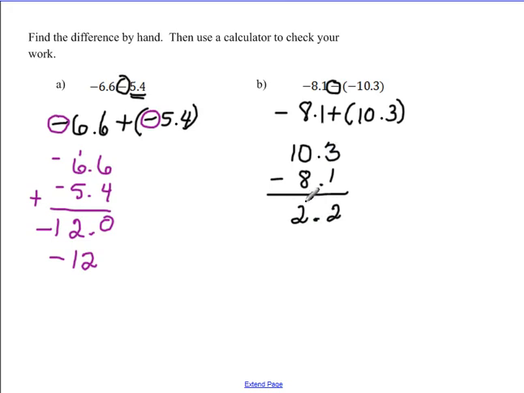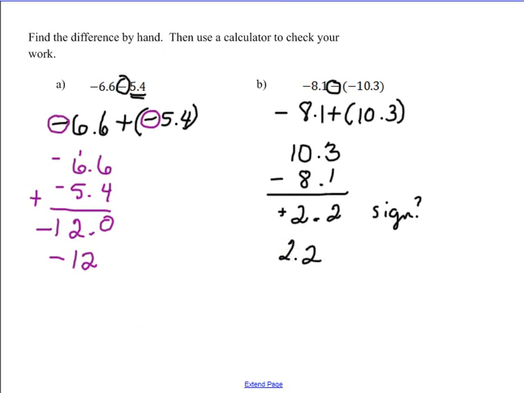And then if we think about what should be the sign of our final answer, which we always want to keep track of, what's our sign? Be sure you're always asking yourself that question. My original problem up here, I had negative 8.1 plus positive 10.3. 10.3 was the larger of the two, and it was positive, so my final answer is going to be positive 2.2, or I can just write it as 2.2.